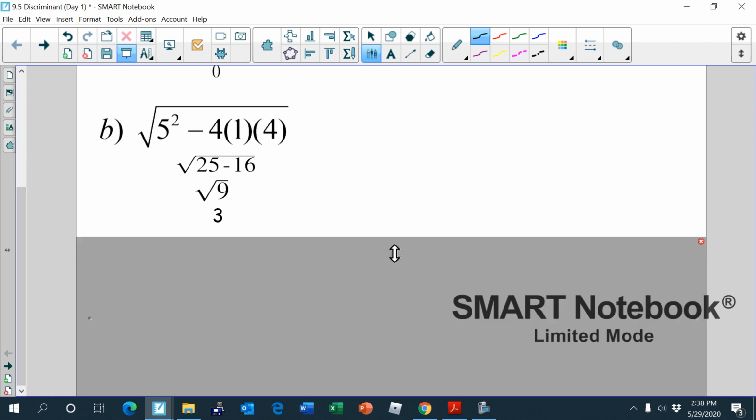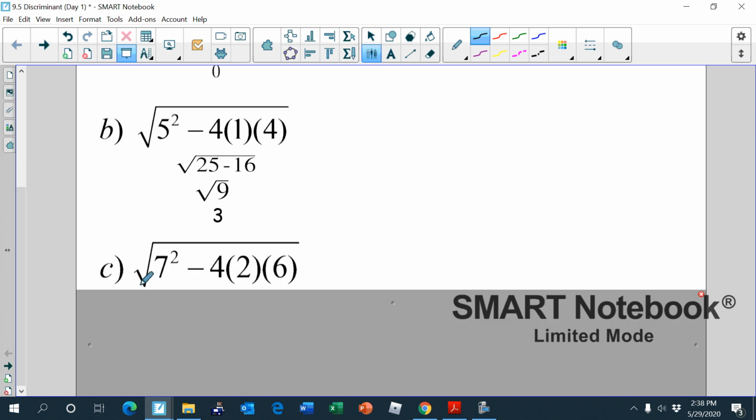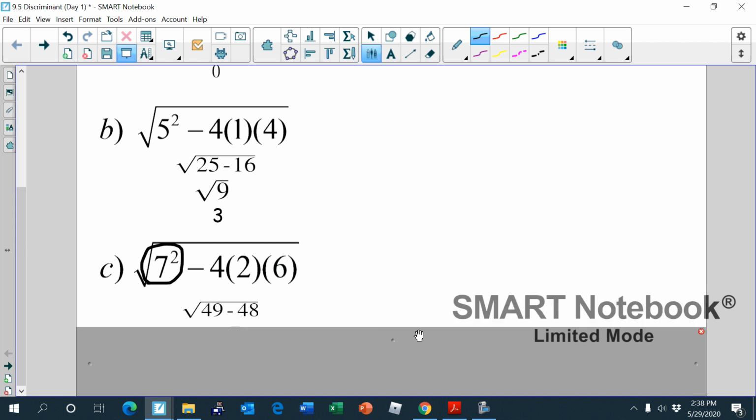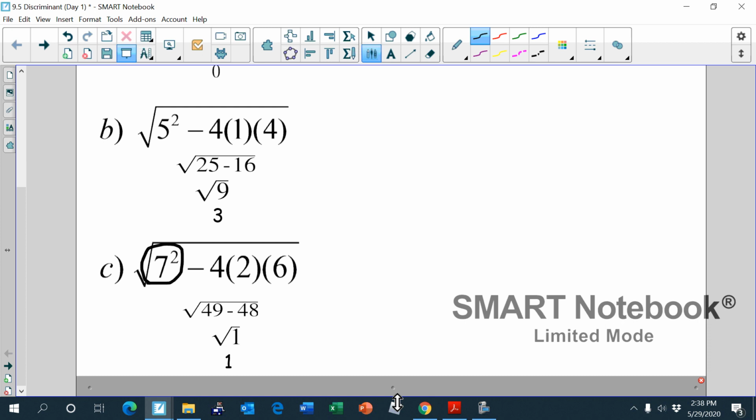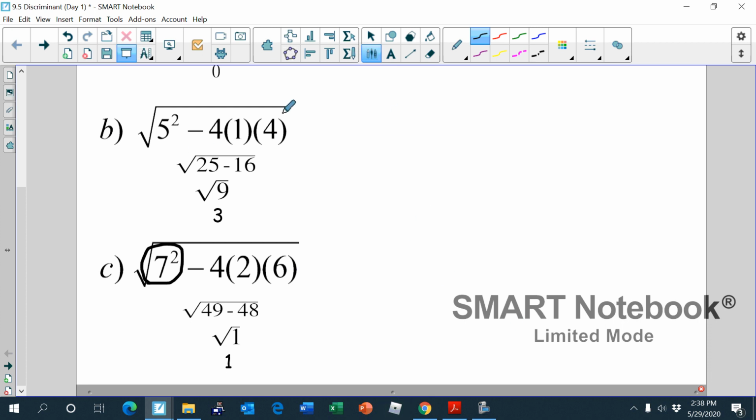And then let's take a look at our last do now. And so again, we take this first, the 7 squared, 49. 4 times 2 times 6 is 48. So 49 minus 48 becomes the square root of 1, and the square root of 1 we know is 1. Okay, so we do have to make sure we know our order of operations in order to move on. Okay, so here we go.